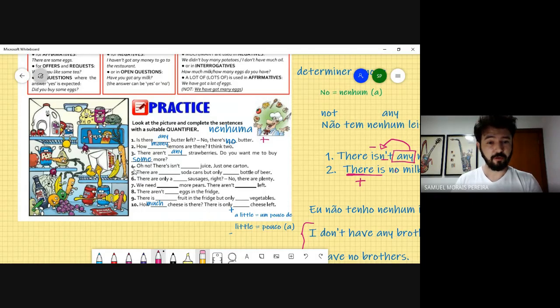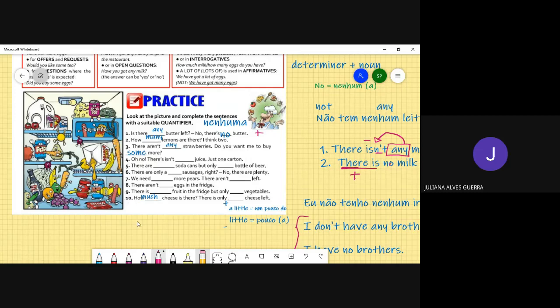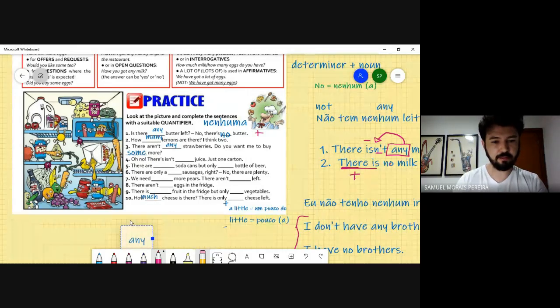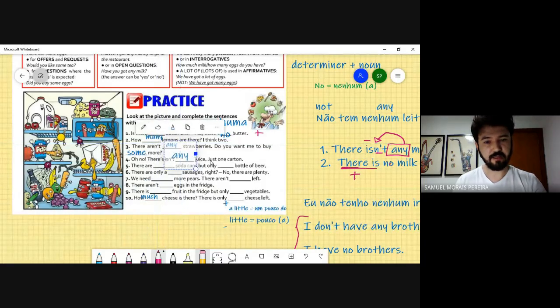Vamos lá, number 4. Any volunteer to read the number 4? Posso ler? Ju, please. Oh no, there isn't any juice. Just one coffee. Pay attention. Tem um problema na sua resposta. Eu acho que você entendeu assim, ó. Se você esquecer a frase 2 aqui, o just one carton, fica perfeita a sua resposta, Juliana, ó. There isn't any juice. Não tem nenhum suco. Não tem nenhum suco. But pay attention.